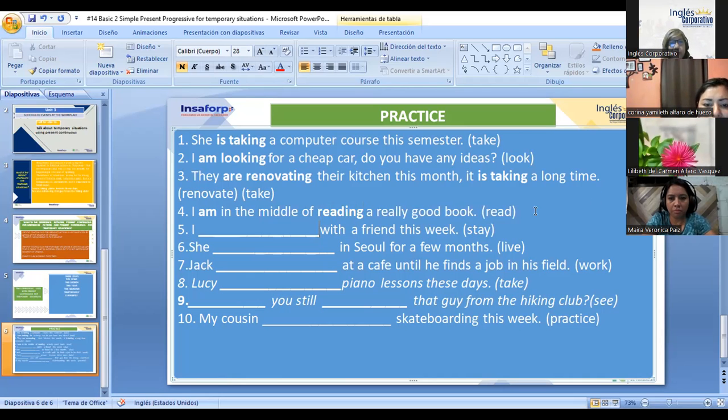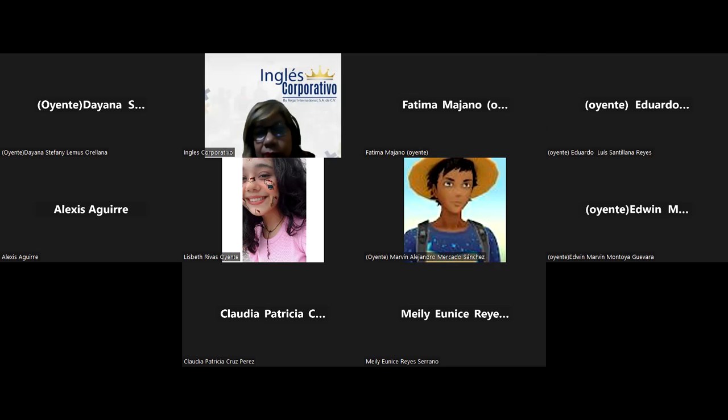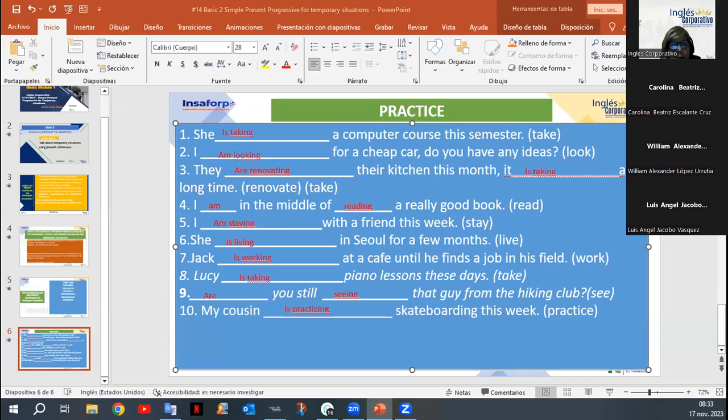Thank you. En las 5 sería I am staying with a. Are you ready? Okay, let me see. She's taking, I'm looking, they are renovating, it's taking, I am in the middle of reading, I'm staying, she's leaving, Jack is working, Lucy's taking, are you still seeing, my cousin is practicing. Okay, practice the pronunciation, guys. I want to read. You listen.